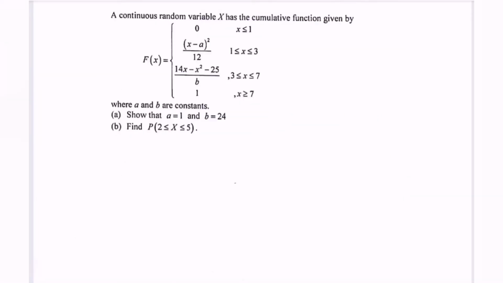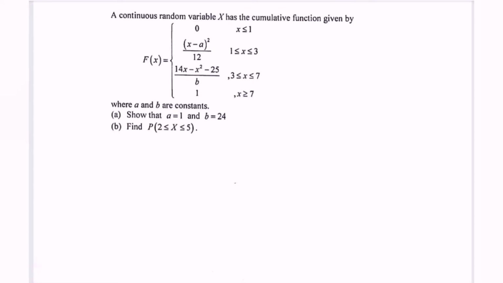Hello everyone, in this video I'm going to discuss the example for random variable. So kindly refer to the question. A continuous random variable x has the cumulative function given by, where we have the situation for CDF. So in here they mention that it is continuous, so the sign is not important. A, show that A is equal to 1 and B is equal to 24.